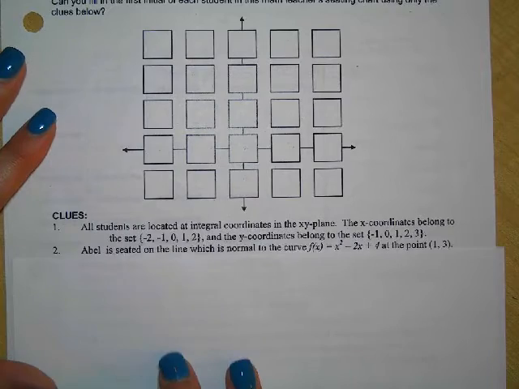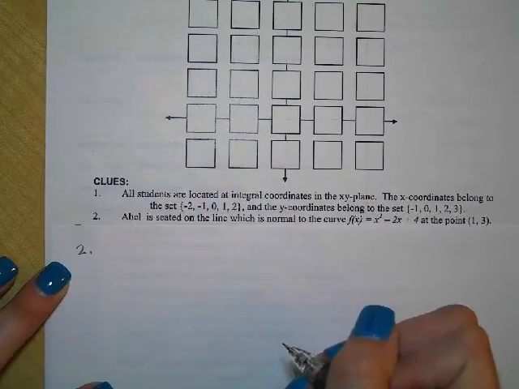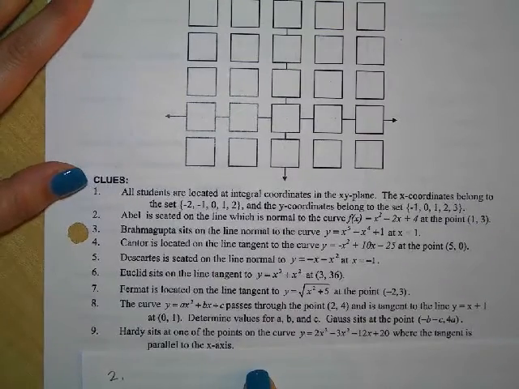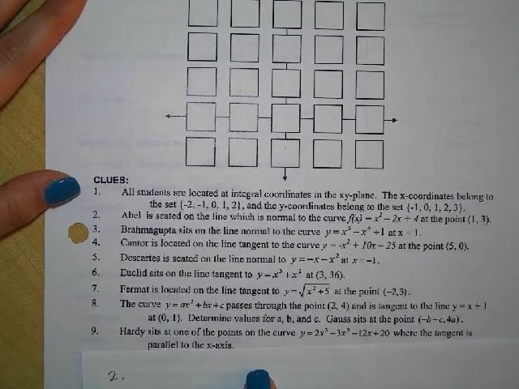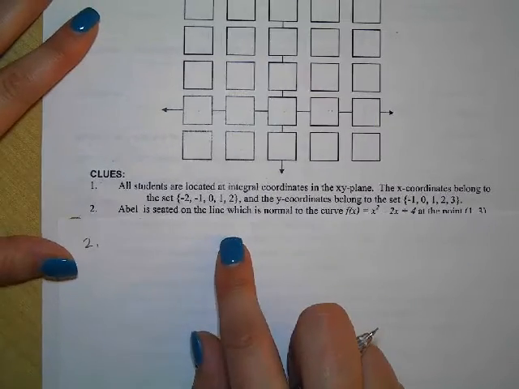Mm-hmm. All right, so problem number 2, we're going to go ahead and write on our sheet. We have Abel, and actually if you look at all these, they're all the names of mathematicians. Isn't that fun and nerdy? Yeah. So Abel is seated on the line which is normal.